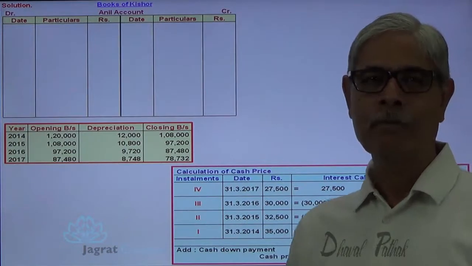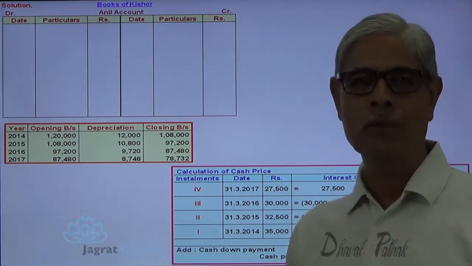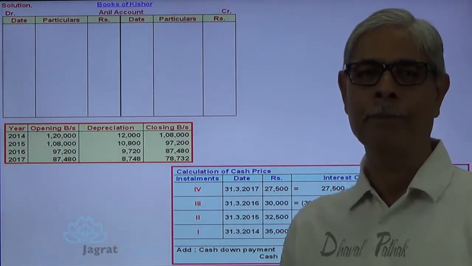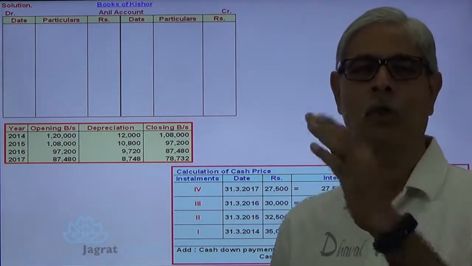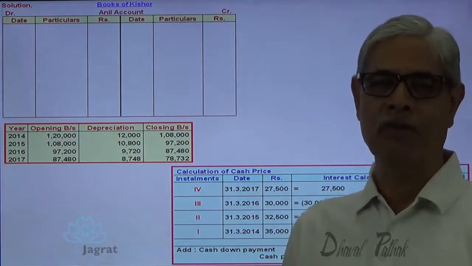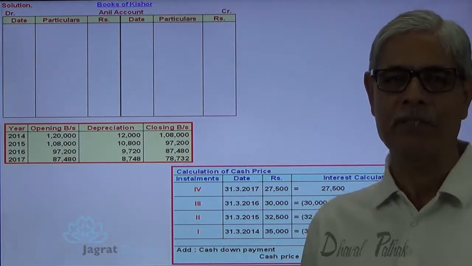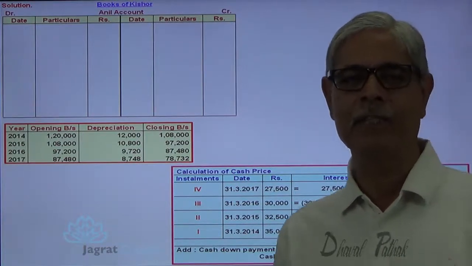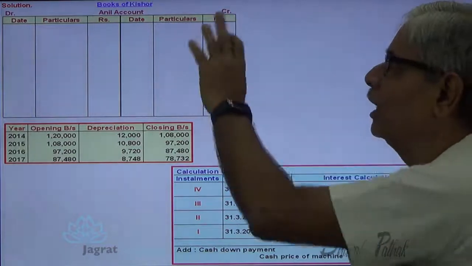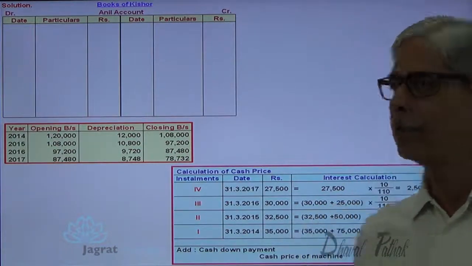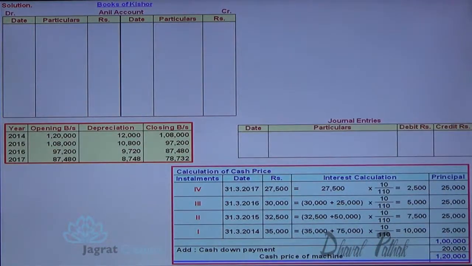In my books, machinery is already given to Anil. So depreciation will be provided by Anil on that machinery. So there is no corresponding entry for depreciation in the books of vendor, because vendor doesn't get the claim for depreciation because he has already transferred the machinery to the purchaser. So here only purchaser account is to be prepared. So first entry I would like to write down. Who is the purchaser? Anil.